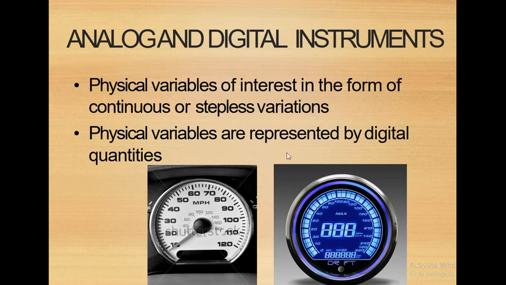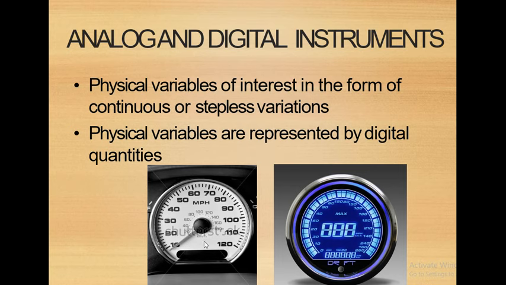In the digital speedometer, the physical variables are represented by digital quantities. So here you are getting a direct digital readout. Nowadays most bikes come with a digital speedometer because it shows you the actual speed. In the analog one there may be some vibration. For example, if it is showing 40 kmph, there may be a vibration of the pointer, but here it will show the exact value of speed. That is the first advantage of this digital instrument.